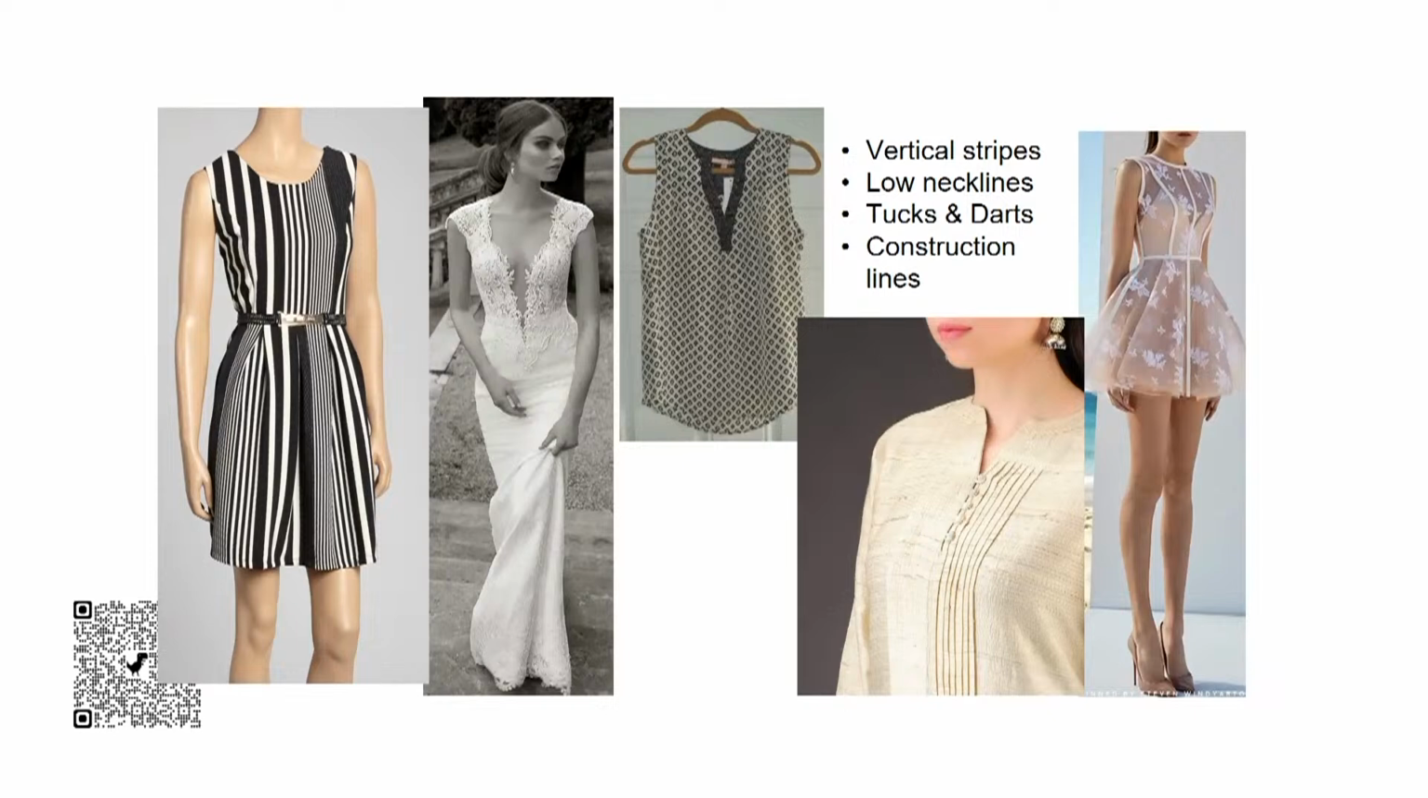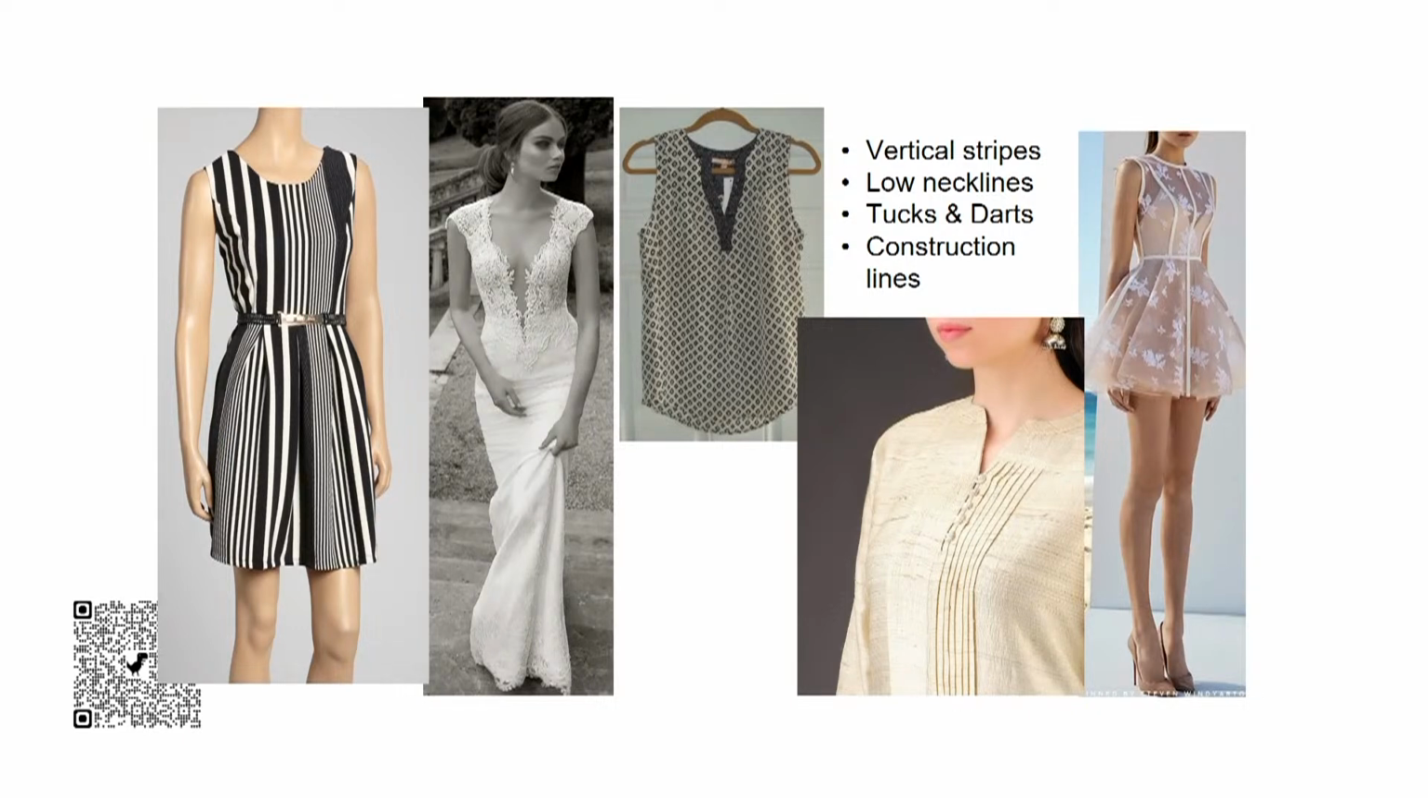Here are various images you can see on your screen. These are the different examples of vertical lines here. You can see printed vertical lines on the dress. Then in the second image, you can see a V neckline where it is representing vertical effect. The third image is also of a V neckline with a black stripe on the neckline. It is giving a illusion of height.